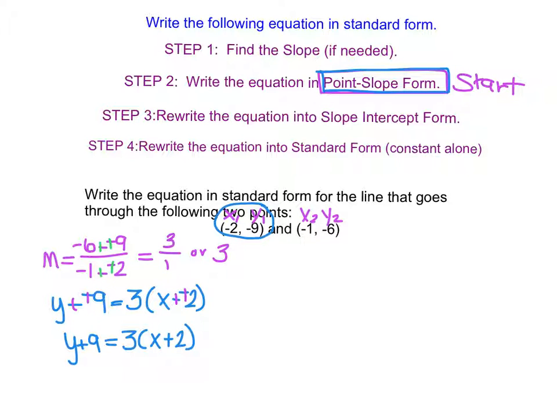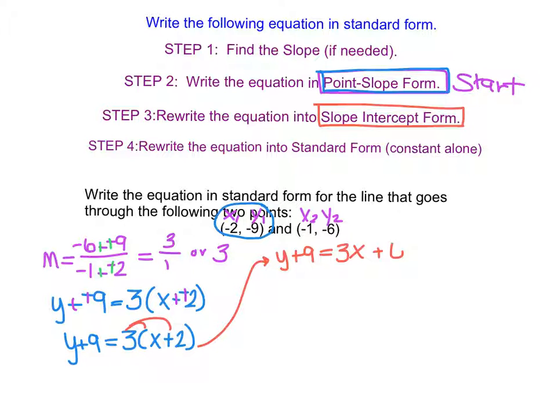Then what I'm going to do from here is rewrite that equation into slope-intercept form. So I know that to start doing this, I need to distribute to get rid of those parentheses. So here I'm going to get y plus 9 is equal to 3x plus 6. And then in order to get it into slope-intercept form, I need y alone. So I'm going to subtract 9.